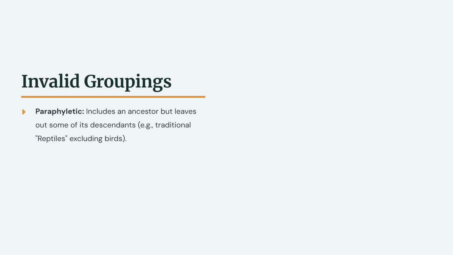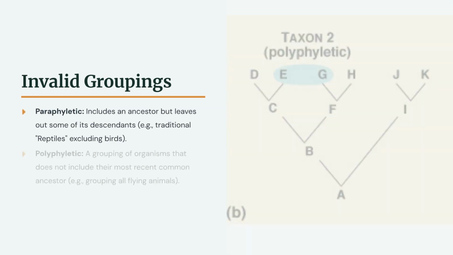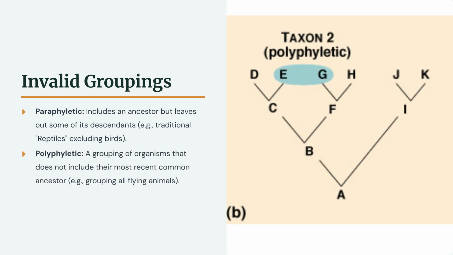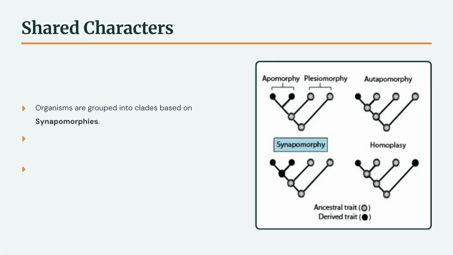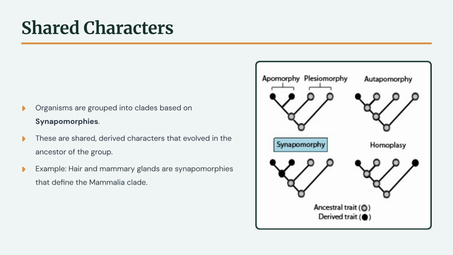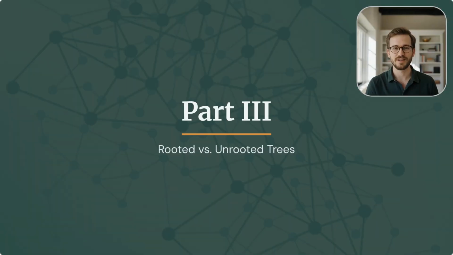Invalid groupings include paraphyletic groups, which leave out some descendants, and polyphyletic groups, which do not include the most recent common ancestor. Organisms are grouped into clades based on synapomorphies. These are shared, derived characters that evolved in the ancestor of the group, such as hair and mammary glands defining the Mammalia clade. Next, we delve into part 3, rooted versus unrooted trees.